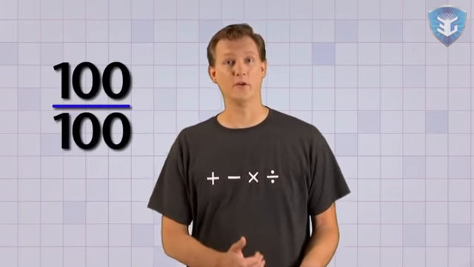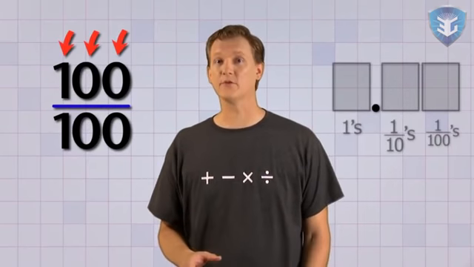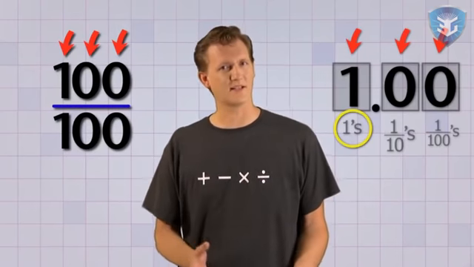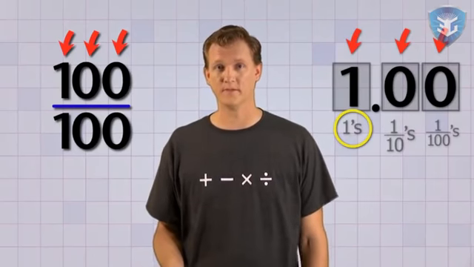Now what do you think will happen if we convert the fraction 100 over 100 into a decimal? Right, 100 has 3 digits, so we need to use another number place. Now the next one over is the ones place. And that makes sense because 100 over 100 is a whole, and its value is just 1.